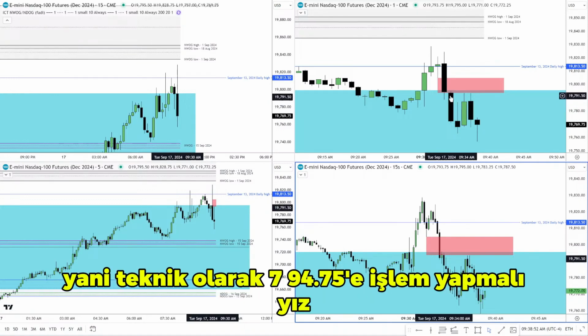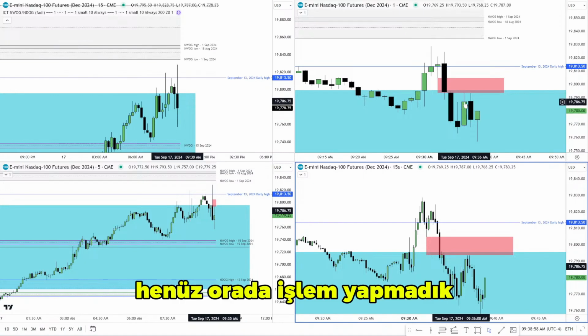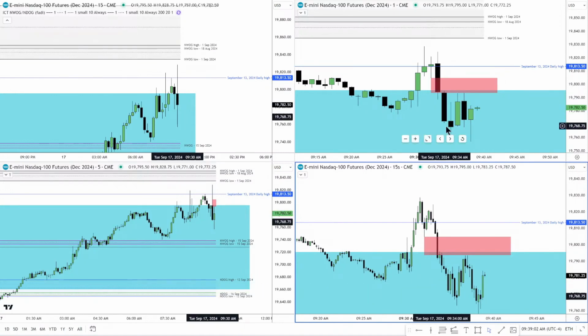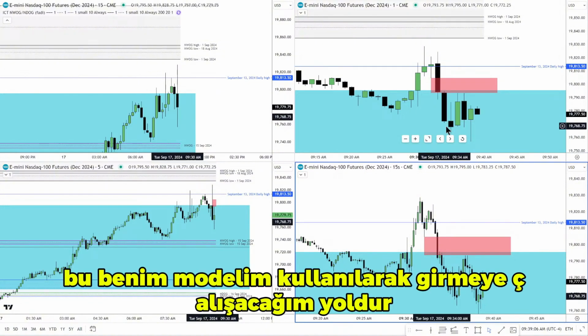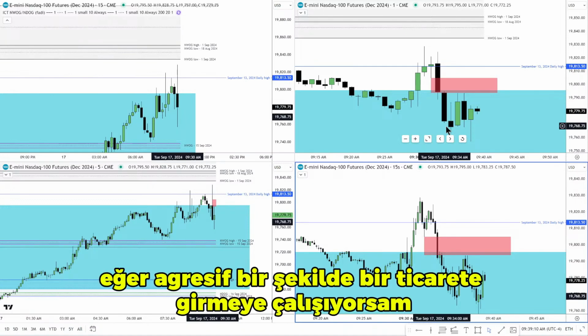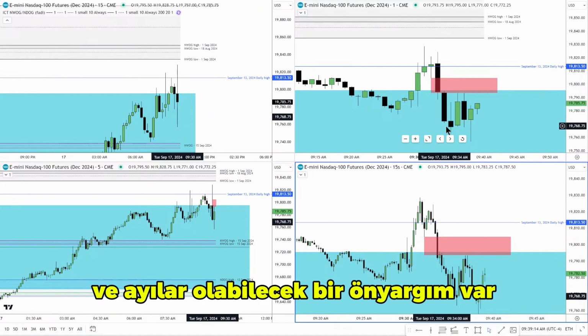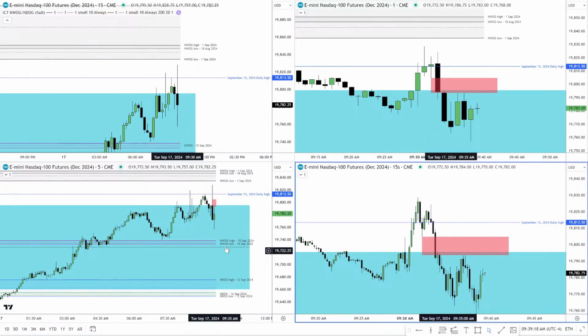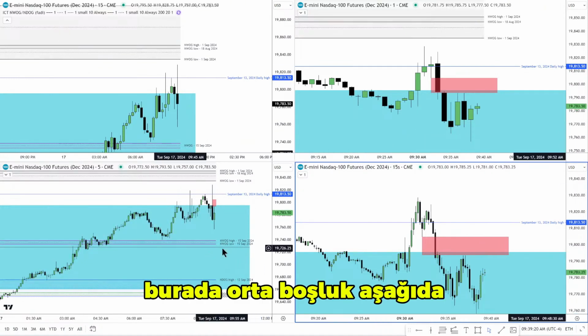So we have to trade to, technically, 794.75. We have not traded there yet. That's using my model. That's how I would try to enter if I'm aggressively trying to get into a trade. I have a bias that would be bearish. All I'm doing is giving you a reminder that we're looking at the mid gap down here.